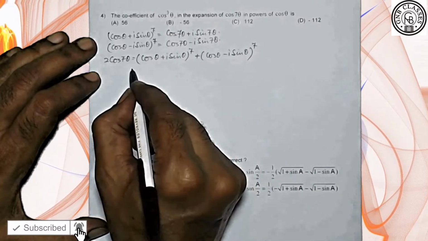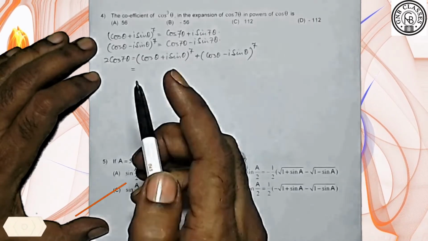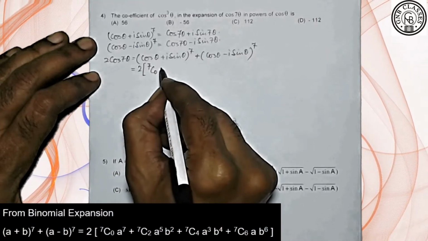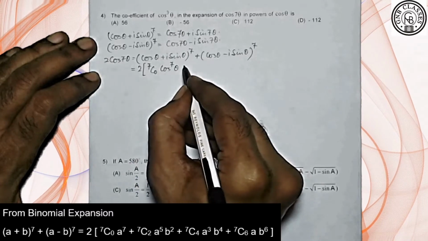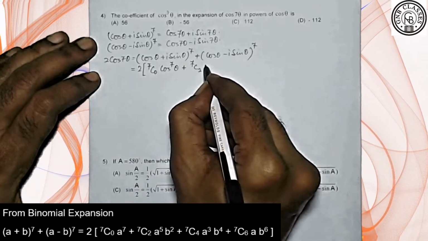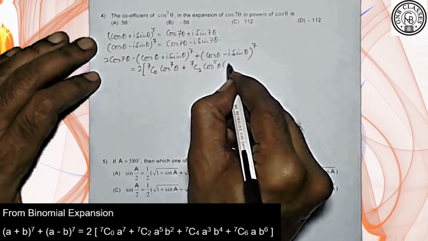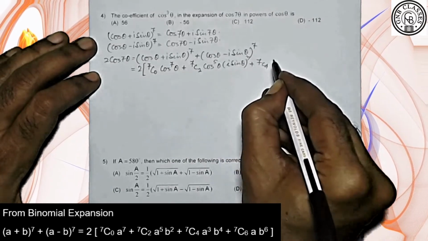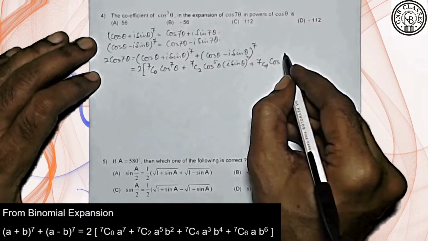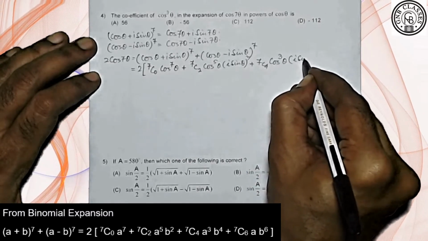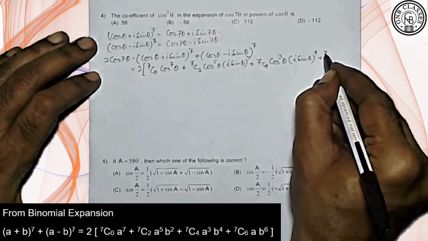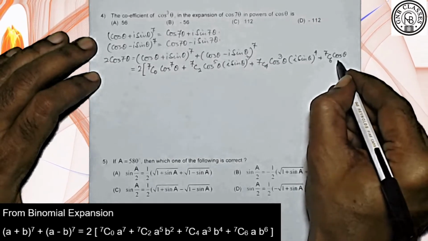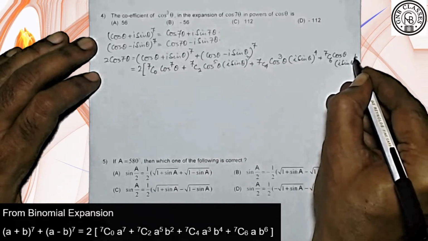Now, if we expand this, all the even terms will get cancelled. So, the odd terms will be 2 times 7c0 cos to the power 7 theta, 7c2 cos to the power 5 theta iota sine theta whole square, 7c4 cos to the power 3 theta iota sine theta whole 4, 7c6 cos to the power 1 theta, that is cos theta only, iota sine theta whole to the power 6. Is it clear?